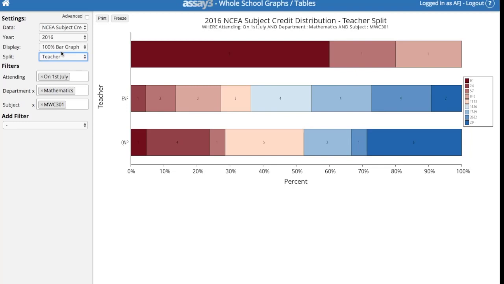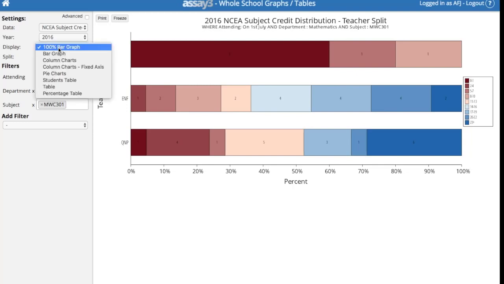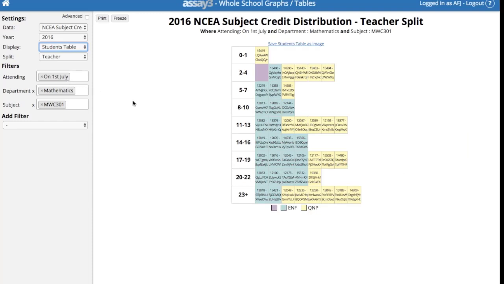What can be really useful at this point is, instead of displaying this as a bar graph, we can display this as a students table. This allows us to see all of the students and where they fit in terms of the number of credits they got. We can then look up each of these students and see if there's anything in particular about them that was causing them not to get 14 credits. Or if it was earlier in the year, we can provide them with some extra support; these were the students that we'd be able to target.